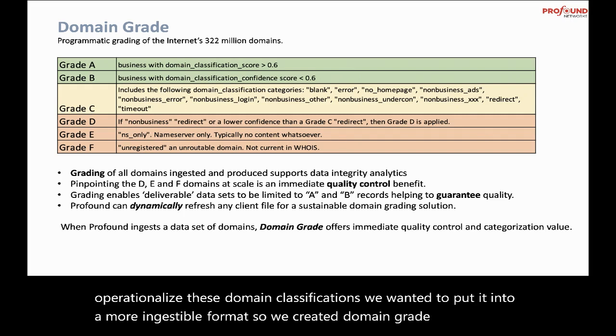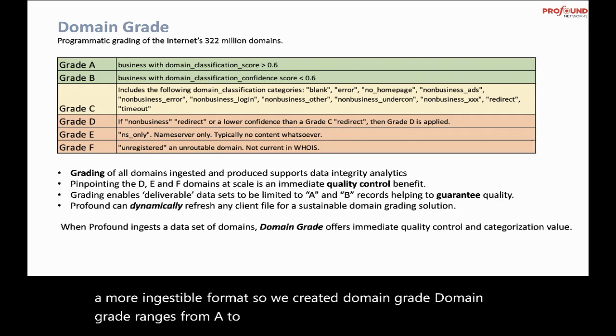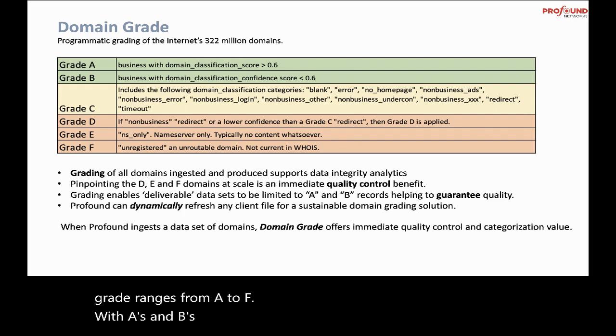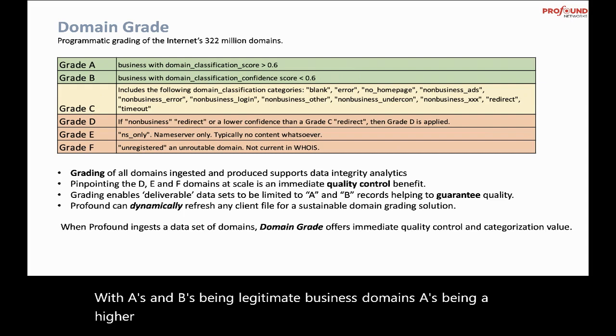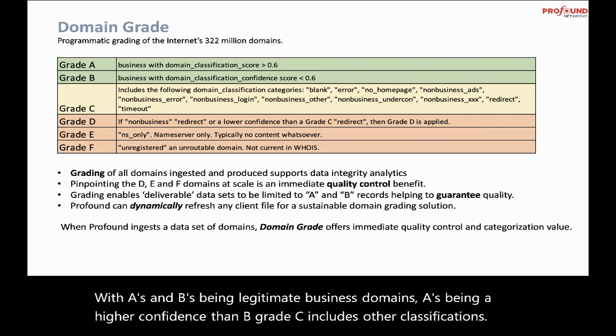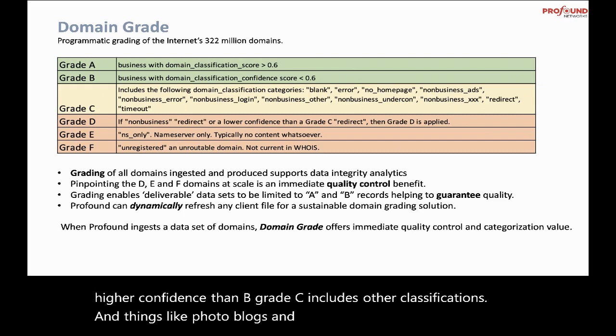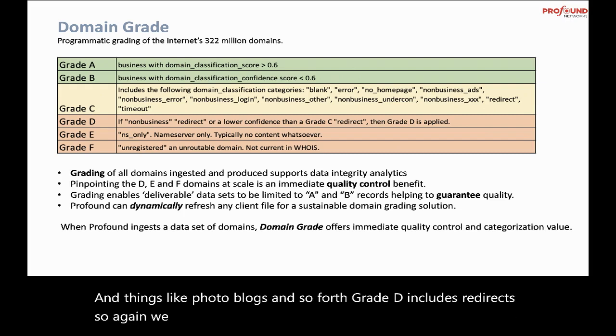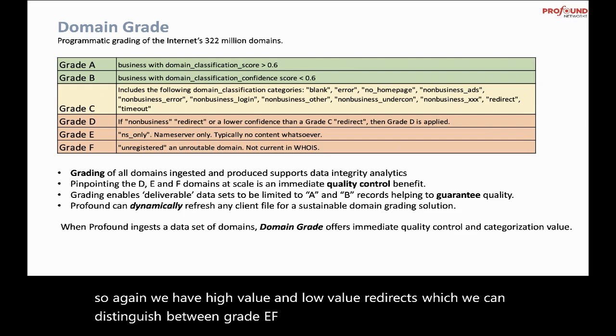Domain grade ranges from A to F, with A's and B's being legitimate business domains, A's being a higher confidence than B. Grade C includes other classifications and things like photo blogs and so forth. Grade D includes redirects. So again, we have high value and low value redirects, which we can distinguish between. Grades E and F represent garbage, dead sites, not accurate.